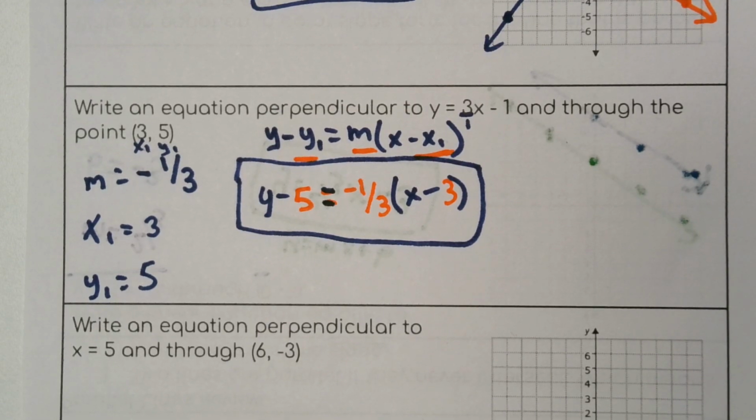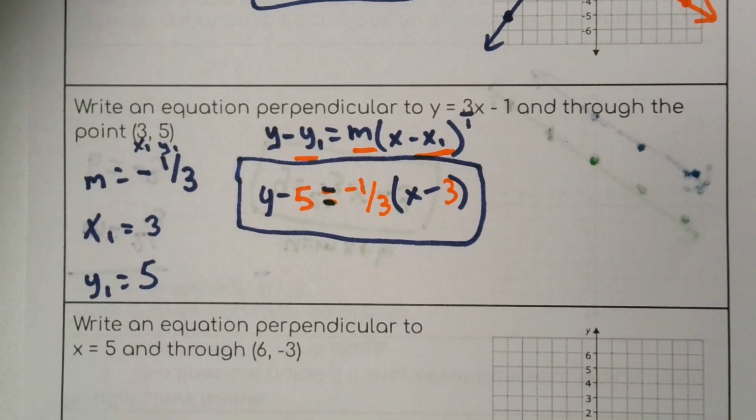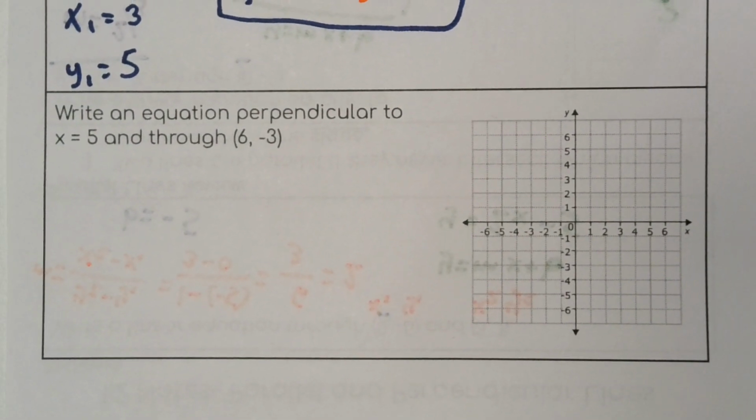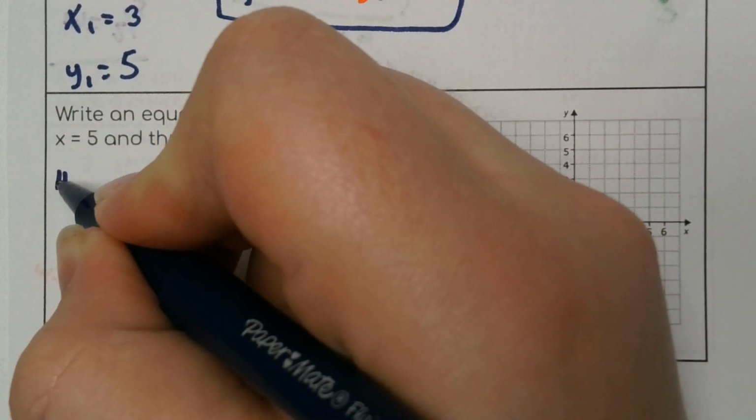Alright, any questions on that one? Awesome. Moving on to our last equation to write. We want to write an equation perpendicular to x equals 5. Okay, this is like our horizontal-vertical one from earlier.